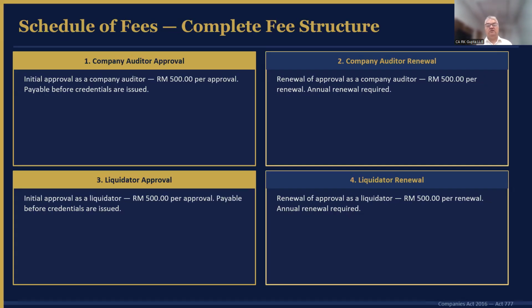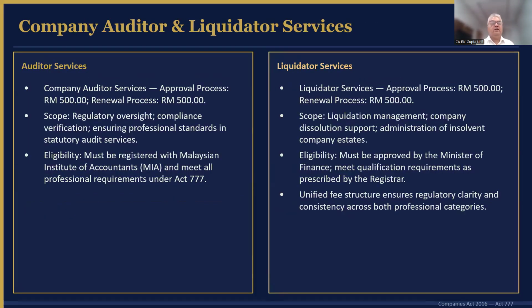Schedule of fees. 500 ringgits in all the cases: company auditor approval, company auditor renewal, liquidator approval, and liquidator renewal. Company auditor and liquidator services. So approval process 500 ringgits, renewal process 500 ringgits.